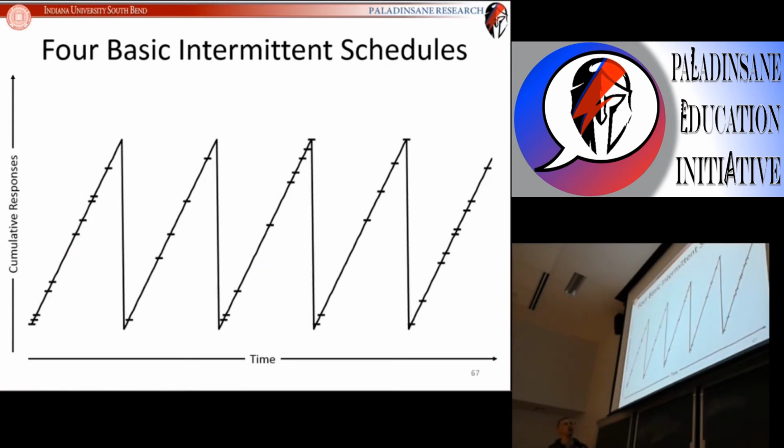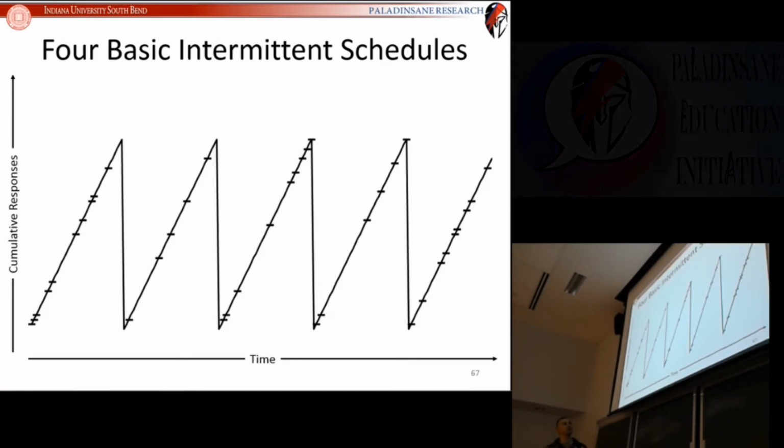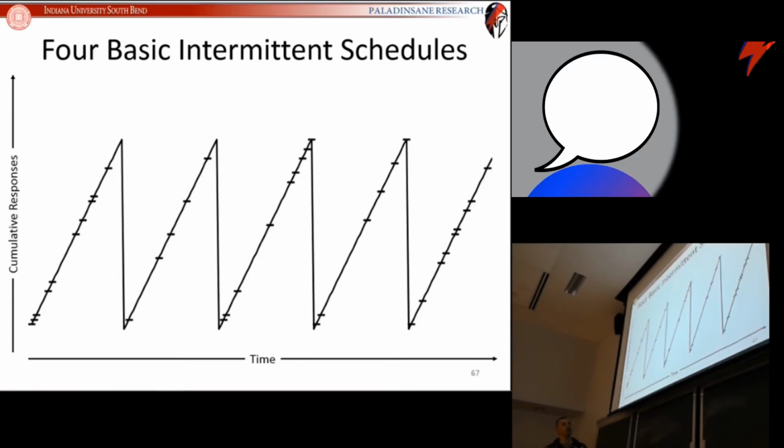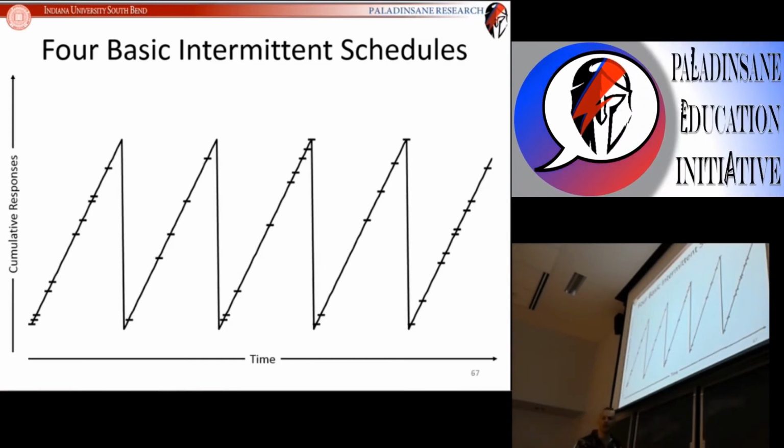So you don't know how many responses it's going to take you to go from here to here, because you don't know if you're here in this situation, so you need a lot of responses before you get reinforced, or are you here in this situation, where you only need a few more responses before you get reinforced again. That's the essence of the variable ratio schedule.